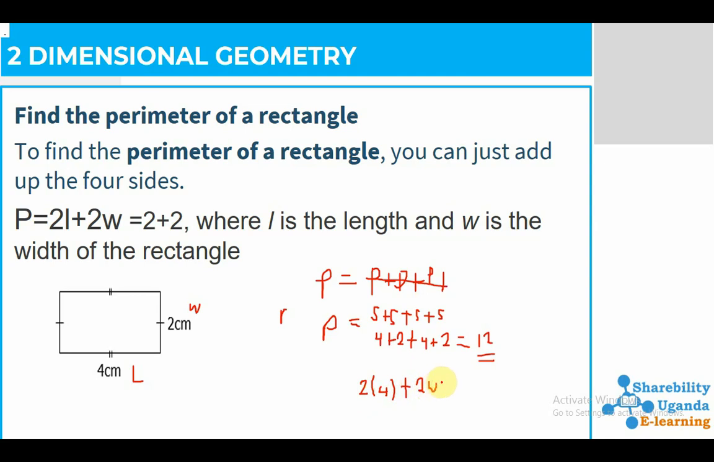We have our 2 here for W. Then we shall come up with our perimeter. When we say 2 times 4, we get 8. Then 2 times 2 gives us 4. So when you add 4 plus 8, you come up with 12. So all these methods can derive and give us the answer.